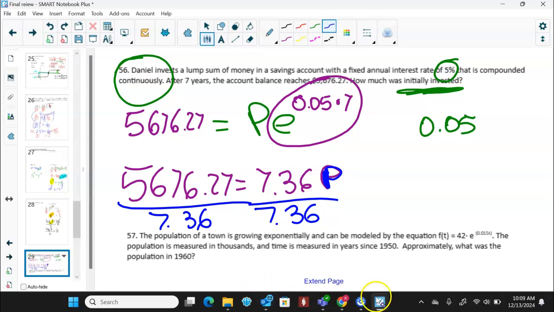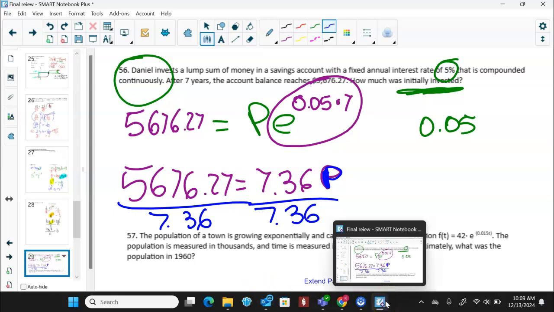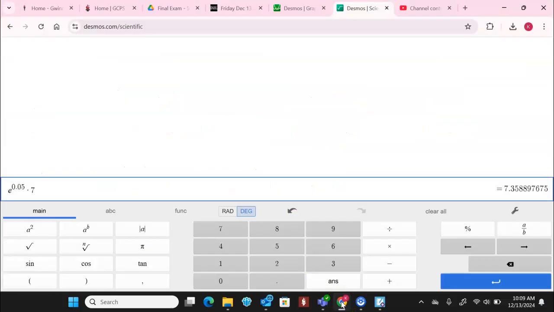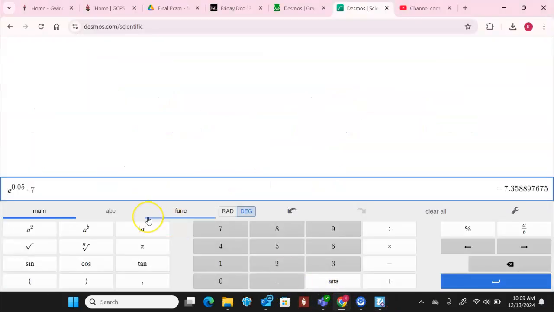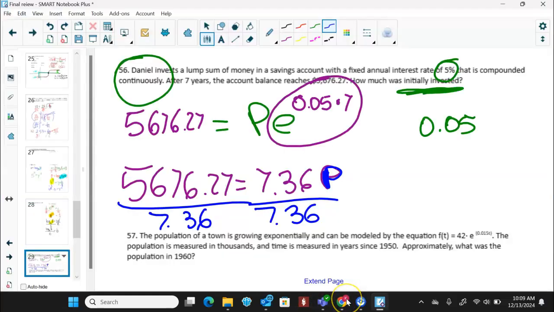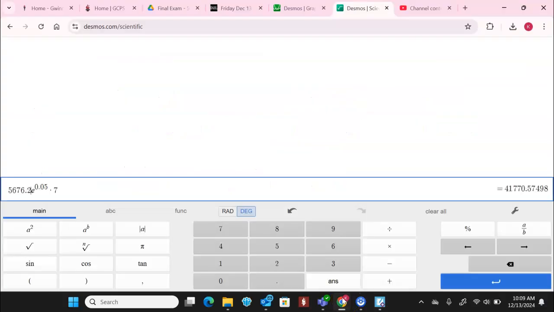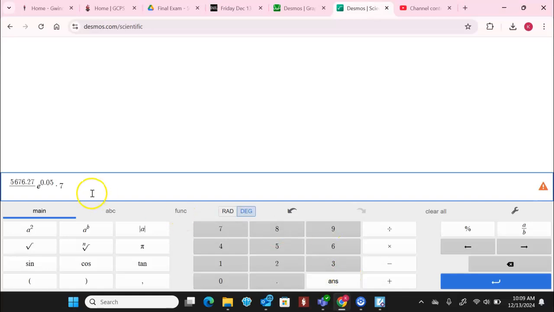Okay, so again, I'm going to come up here and we're going to say 5,676.27 divided by all this.